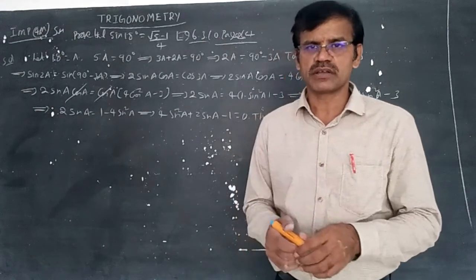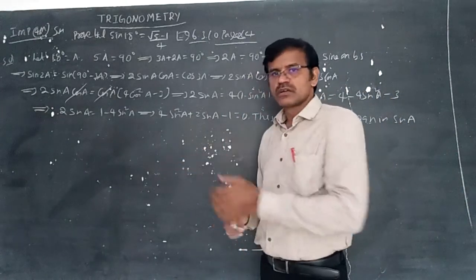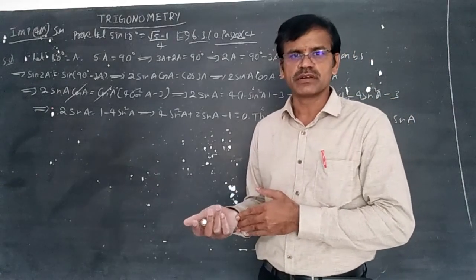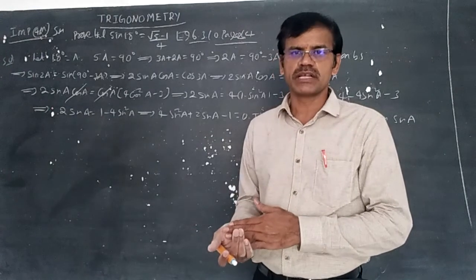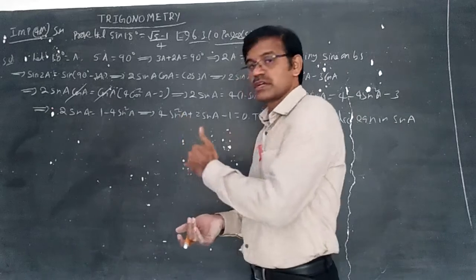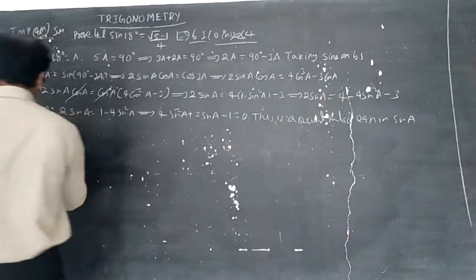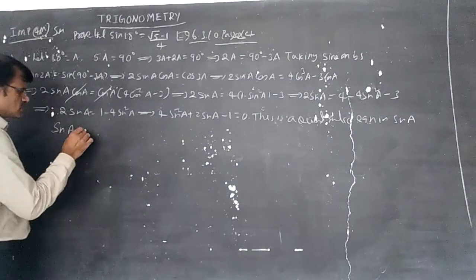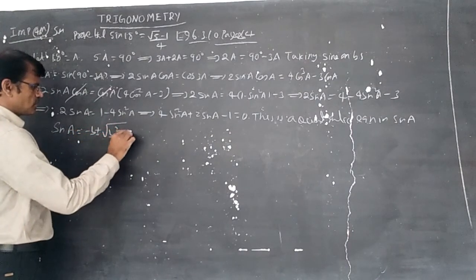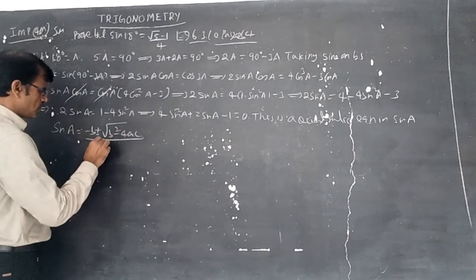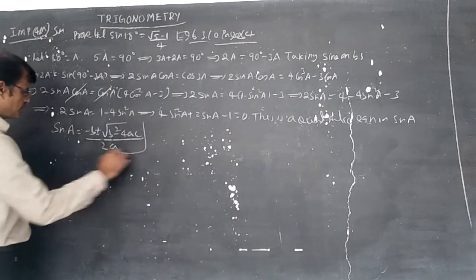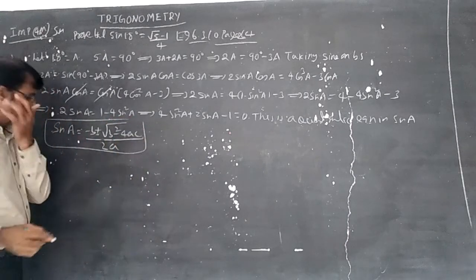I think you have seen this in 9th and 10th class. And if the terms are in y square, y square minus 9y plus 5 like that, we should write y is equal to minus b plus or minus root b square minus 4ac by 2a. In the similar way, now to calculate the roots, sin a is equal to minus b plus or minus root of b square minus 4ac by 2a.